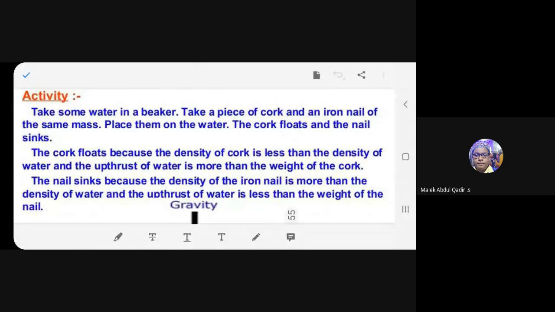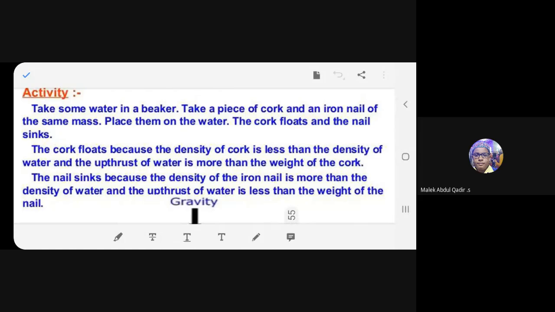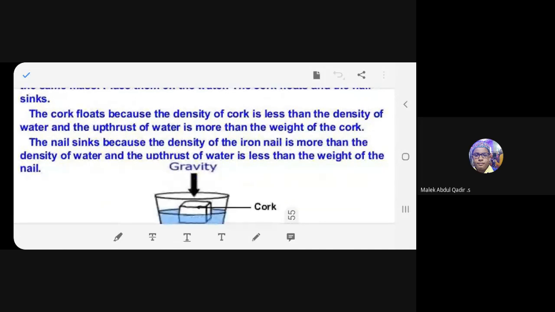Take some water in a beaker. Take a piece of cork and an iron nail of the same mass. Place them on the water. The cork floats and the nail sinks. The cork floats because the density of the cork is less than the density of water and the thrust of the water is more than the weight of the cork. The nail sinks because the density of the iron nail is more than the density of water and the thrust of the water is less than the weight of the nail.